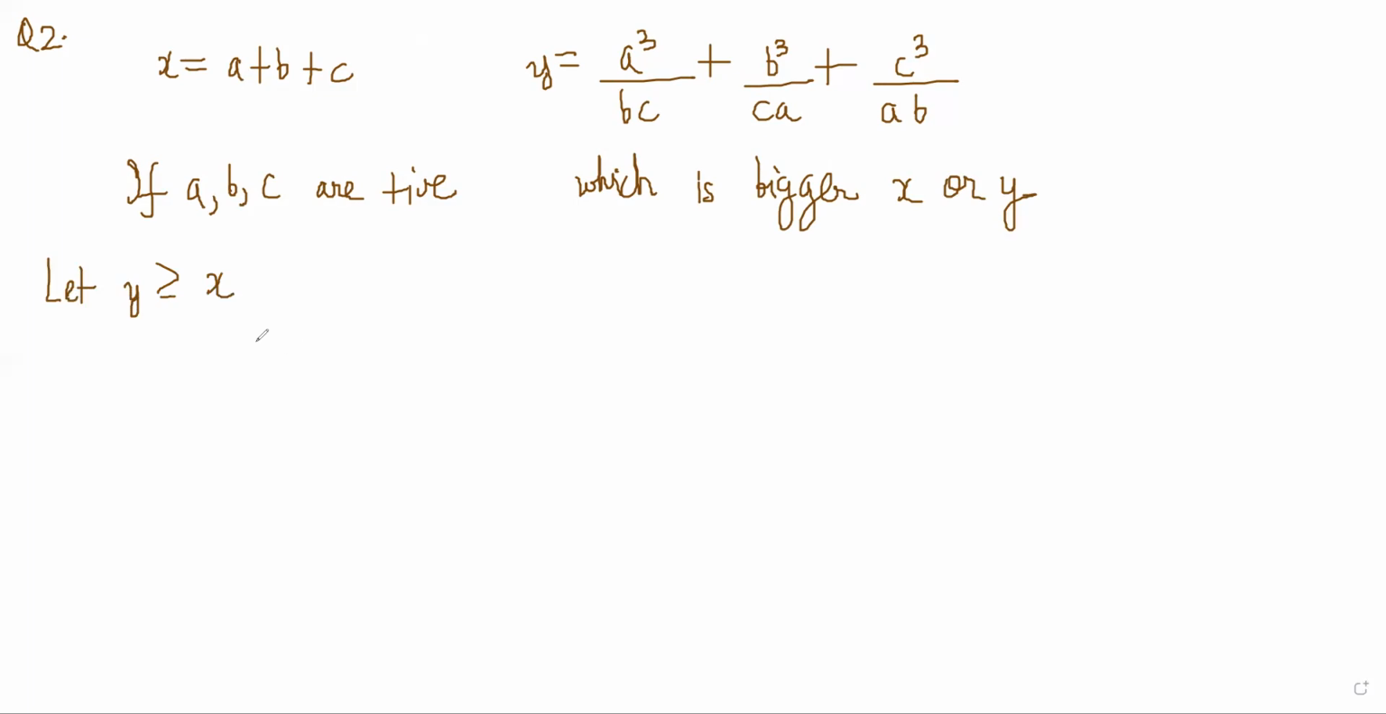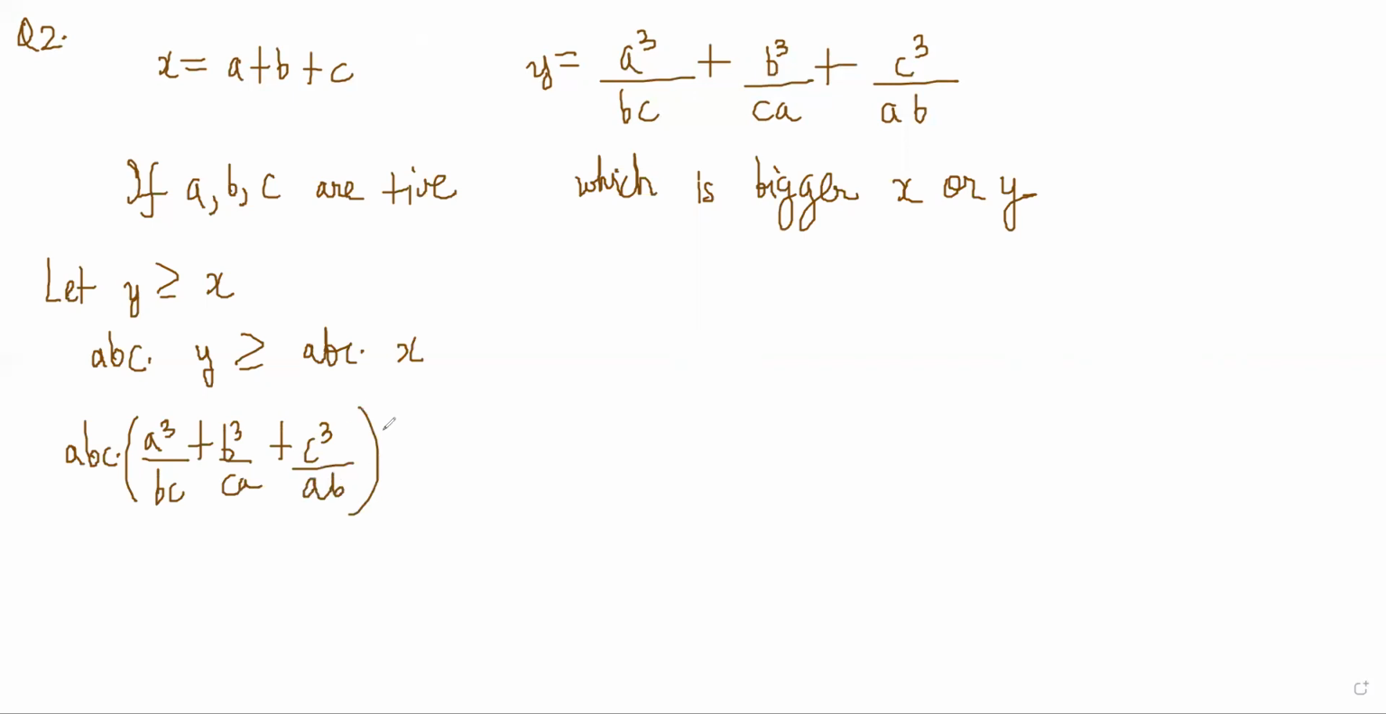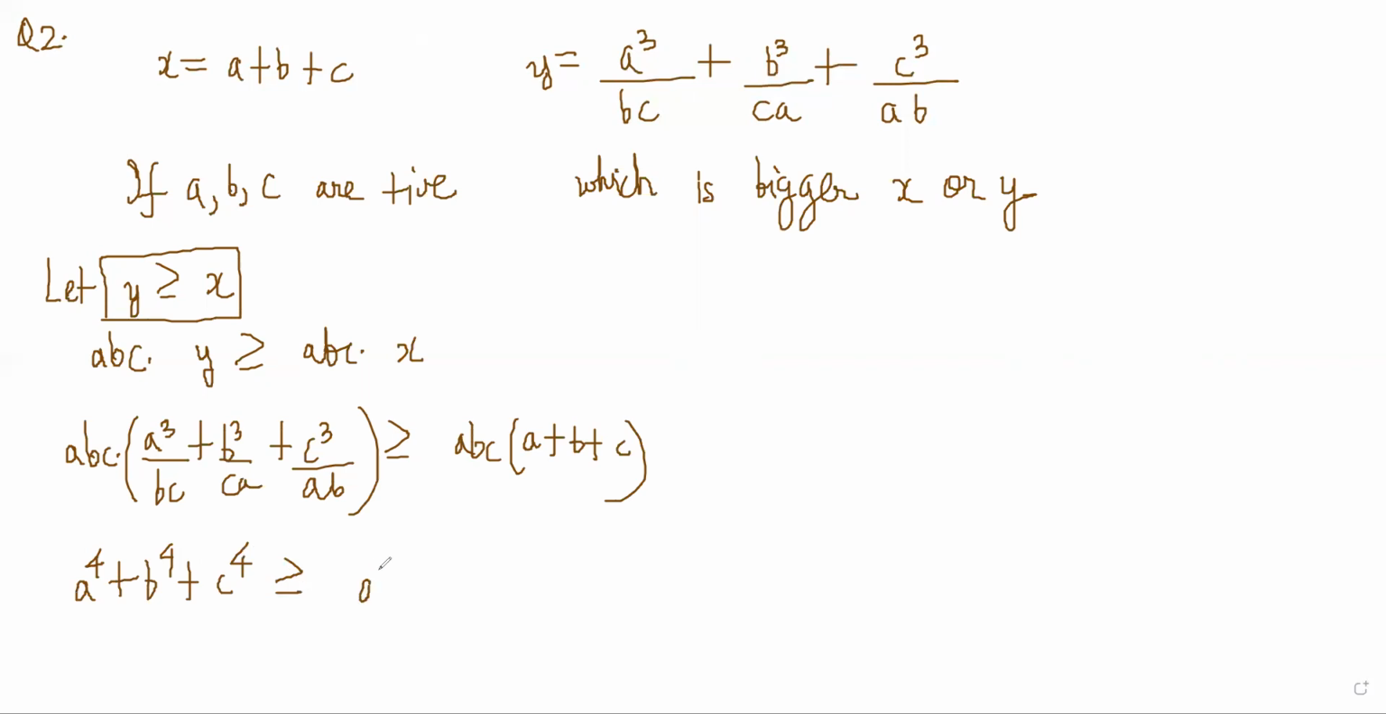Then if we multiply up and down by abc, that will preserve the inequality. You'll get abc into a cube by bc plus b cube by ca plus c cube by ab is greater than or equal to abc into a plus b plus c. So if you assume y is greater than x, then this has to be true. And this becomes a power 4 plus b power 4 plus c power 4 is greater than or equal to a square bc plus ab square c plus abc square.